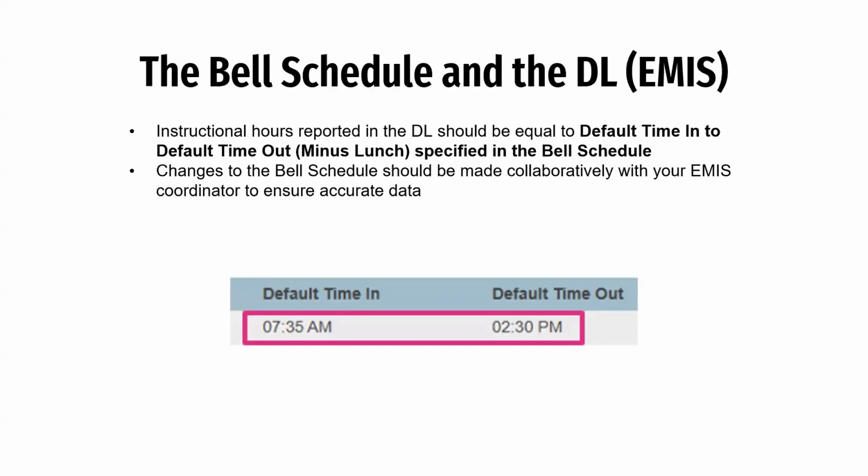Sometimes the EMIS coordinator is the person who manages bell schedules, but not always. So if you are not the person who handles EMIS at your school or at your district, I would just encourage you to reach out to that person at your district and work collaboratively with them if you are making changes to your bell schedule, just to make sure things are lining up on both the core side on the bell schedule and on the DL. Would just encourage that. Oh, I know there's a question in the chat.